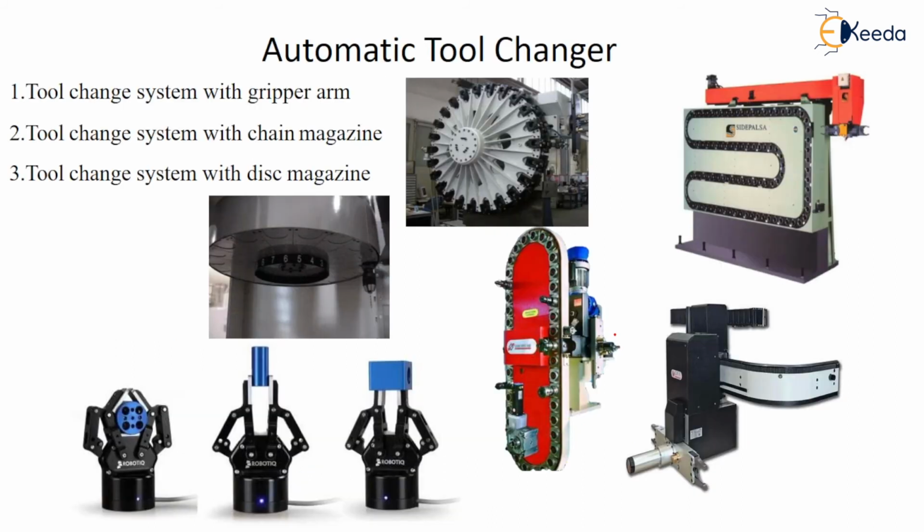Automatic tool changer: there are two types of chain system, like the gripper arm system, then the chain magazine system and the disc magazine system.